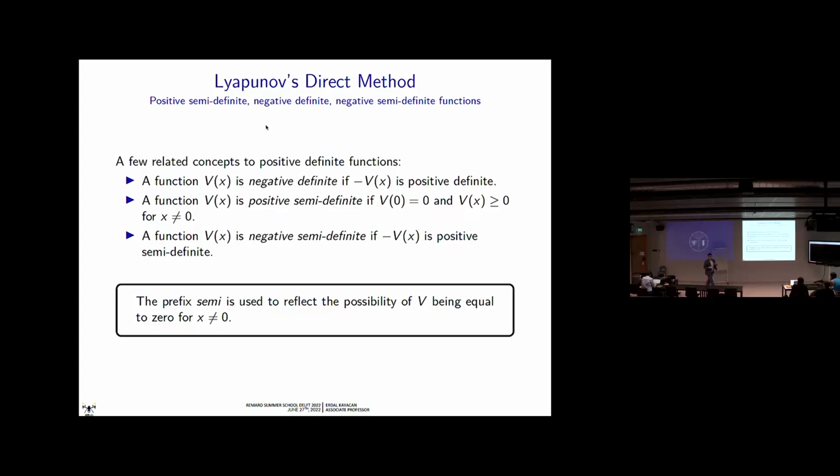Okay, so positive definite, are you clear about positive definite functions? V(x) is greater than 0, and there is only one minimum at 0. Yes, this is positive definite. So when you propose a Lyapunov function, you have to satisfy these rules. It has to be positive definite.